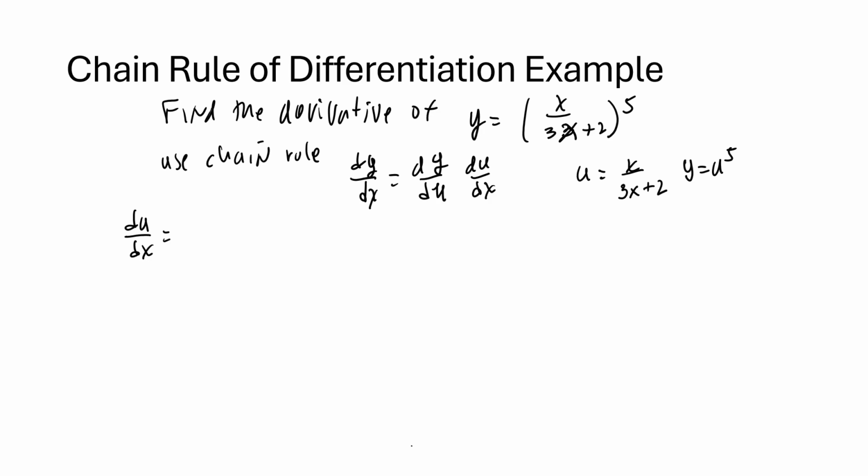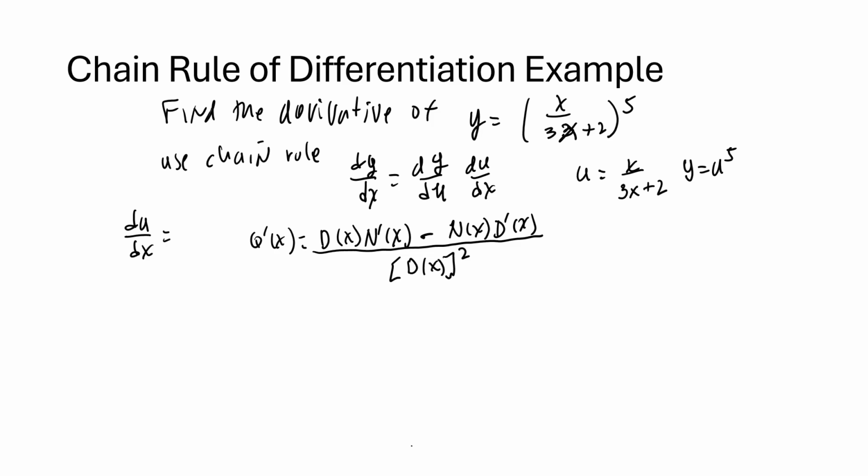Now, we've got a ratio of two functions there, so we're going to need our quotient rule. So let's use our quotient rule. Basically what that tells us is the derivative of a quotient is the denominator times the first derivative of the numerator minus the numerator times the first derivative of the denominator, divided by the denominator squared. So there's our formula.